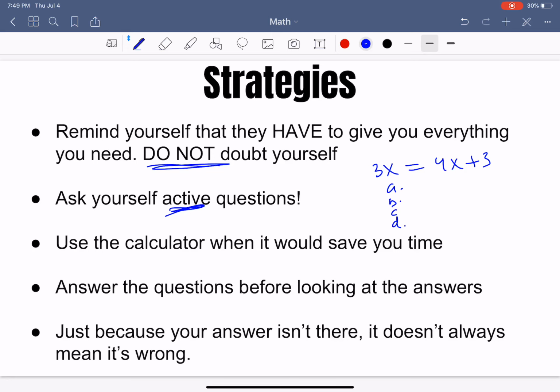Sometimes using the answer choices to answer the question is helpful. But for the most part, try to just answer the question without looking at the answer choices. Just use the question, answer it, get an answer, see if your answer is in the answer choices. Okay, and then finally, just because your answer isn't there, it doesn't always mean you're wrong.